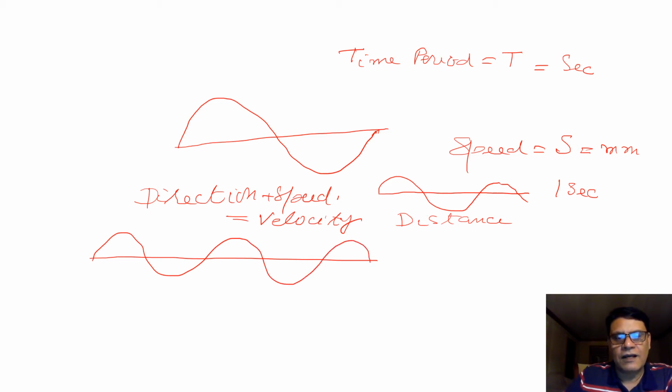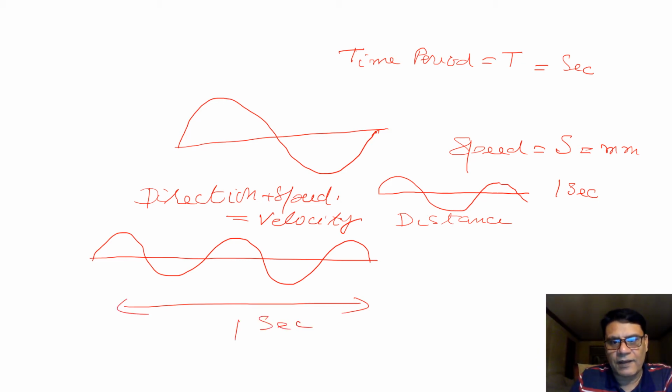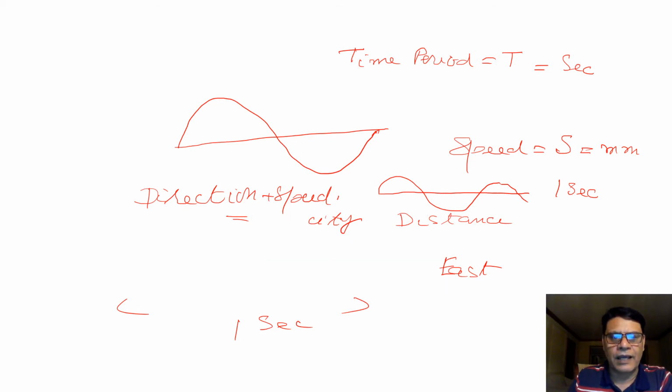Suppose the distance covered by a wave in 1 second towards east, towards west, towards north. Now I have added a direction in the definition of speed. Speed is just the distance in any direction in 1 second, while velocity is the distance covered by a wave in 1 second in a particular direction, like east, west, or any other direction.